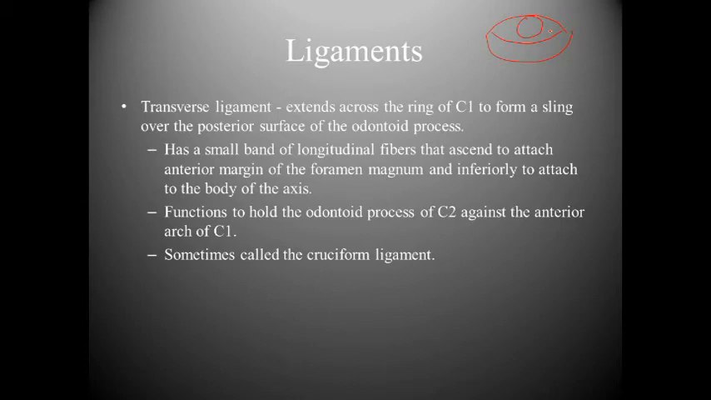It has a small band of longitudinal fibers that ascend to attach to the anterior margin of the foramen magnum, and inferiorly to attach to the body of the axis. It functions to hold the odontoid process of C2 against the anterior arch of C1. That's why you can't have posterior slippage of the odontoid process inside the ring of C1. If you do, then there's probably some really horrific abnormality with the transverse ligament. Sometimes called the cruciform ligament.